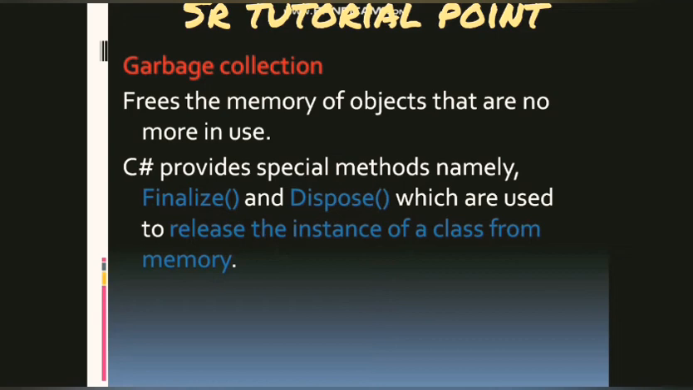And one more important thing is, an object is never destroyed if it holds the reference of another object. Here C# provides special methods, namely Finalize and Dispose, which are used to release the instance of a class from memory.